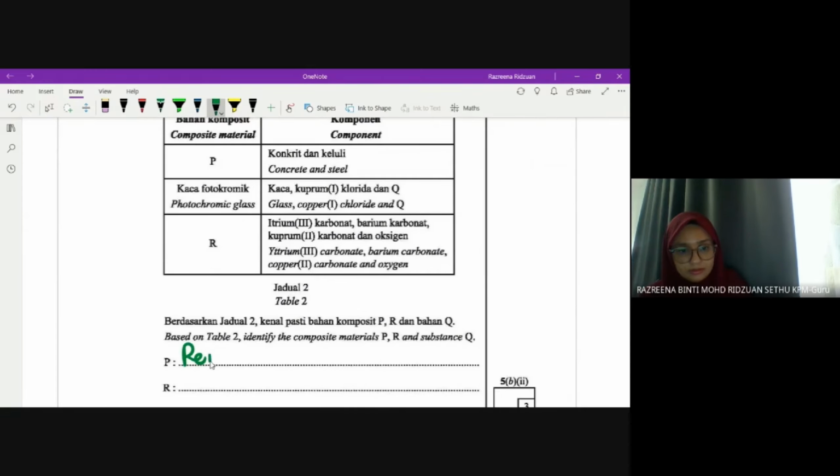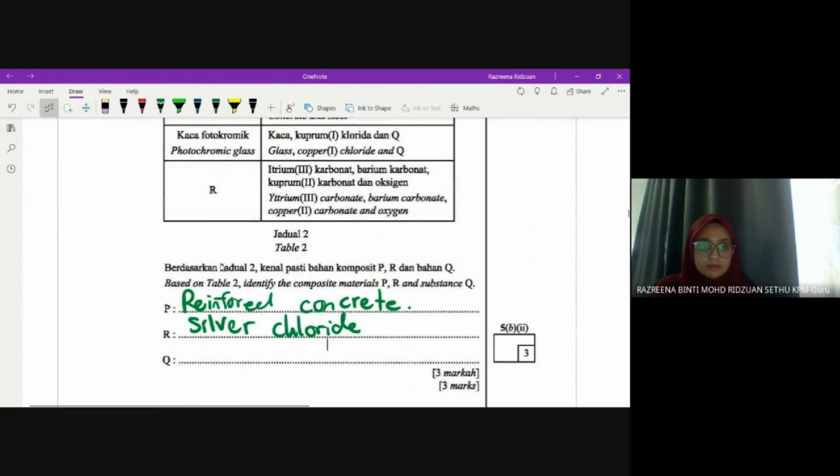Reinforced concrete. When you see glass, copper 1 chloride, it has another one, photochromic glass. The important thing is you need to have silver chloride. So Q is silver chloride. Then the moment you see yttrium here, they are actually part of a superconductor.